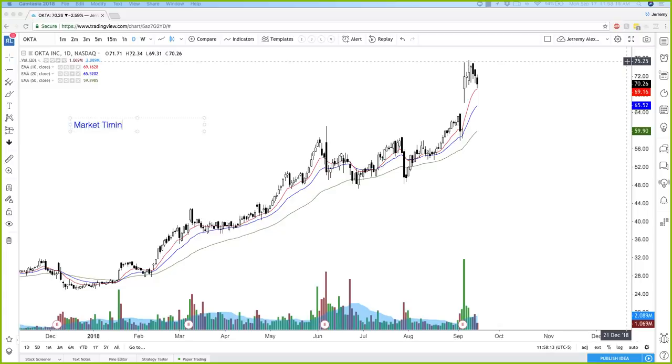I do hope this helps you immensely with your market timing, because trading is all about timing. All about your entries and your stops and how long you hold.